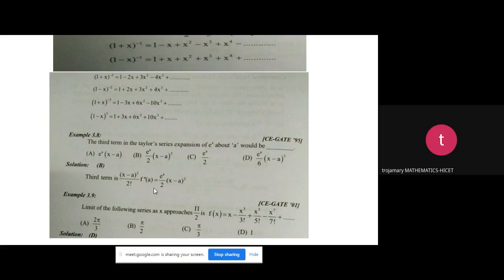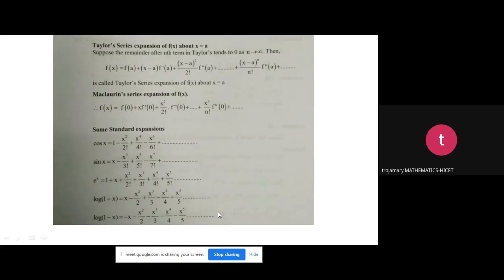Then find the limit of the following series as x approaches pi by 2: f of x equals x minus x cube by 3 factorial plus x power 5 by 5 factorial plus, etc. Okay, what is the series x minus x cube by 3 factorial? It is the expansion series. This is sin x. Is it clear?